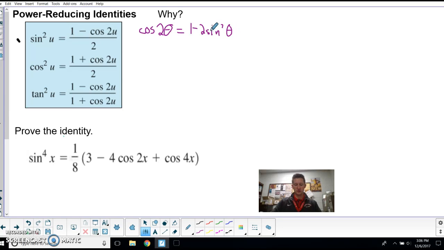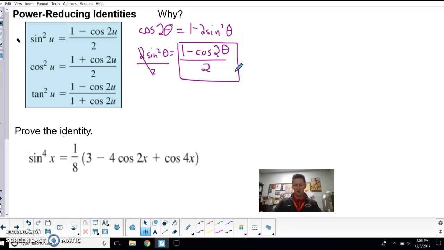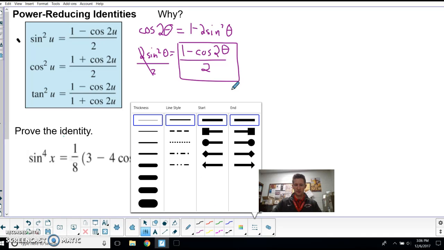Then, if I were to rearrange this a little bit, if I add 2 sine squared theta to both sides, I'd have 2 sine squared theta here. And that would be equal to 1 minus, I'm going to subtract cosine 2 theta, so 1 minus the cosine of 2 theta. And then I would divide by 2 on both sides. So those 2's cancel, divide this by 2. And ta-da, sine squared theta is equal to 1 minus the cosine of 2 theta all over 2. Okay? And you could do the exact same thing with the other one.